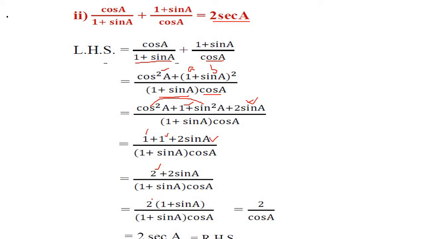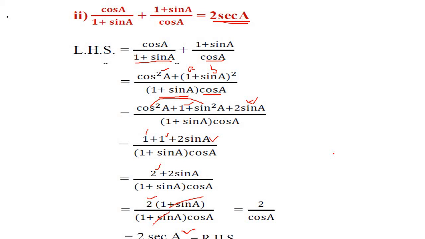We can take out 2 as common: 2 times (1 plus sin A) divided by (1 plus sin A) into cos A. We can cancel 1 plus sin A with 1 plus sin A, which gives 2 divided by cos A. 2 by cos A is 2 into 1 by cos A, which is secant A, equal to the RHS. So we have proved that cos A divided by (1 plus sin A) plus (1 plus sin A) divided by cos A is equal to 2 secant A. The answer we got is 2 secant A.